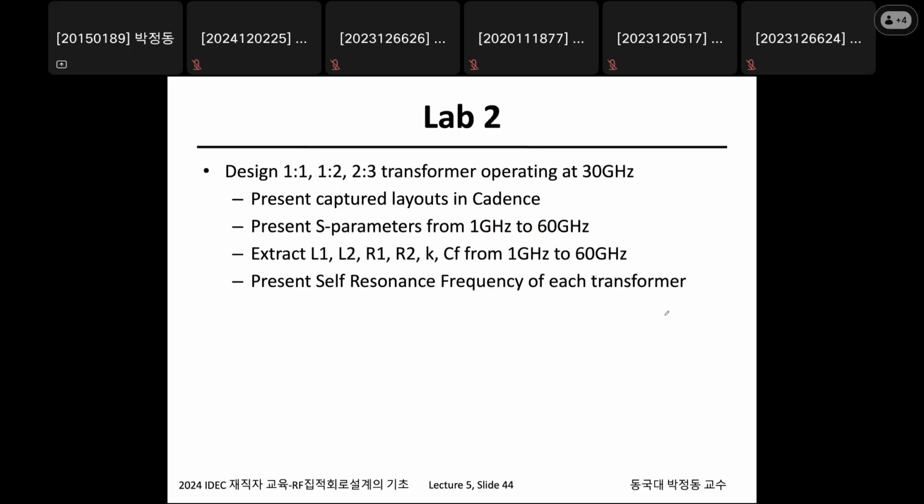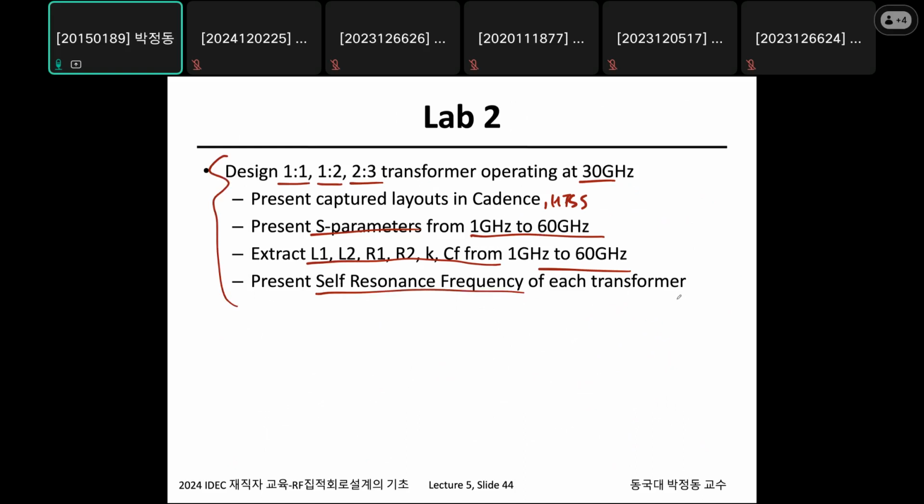And we have another one. Design 1-to-1, 1-to-2, 2-to-3 transformers operating at 30 gigahertz. Present the captured layout in Cadence and HFSS. Present S parameters from 1 to 60 gigahertz. Extract those values for the designed transformer. Present self-resonance frequency. Those will be helpful for your design in the future.